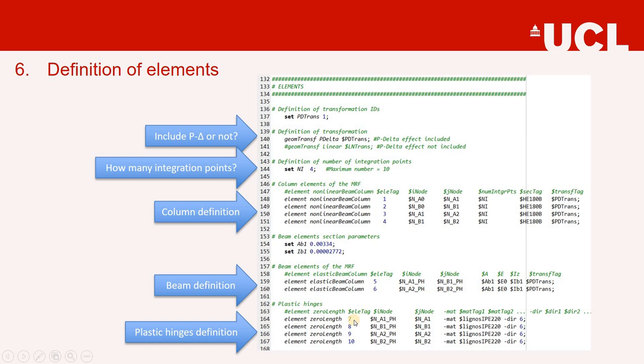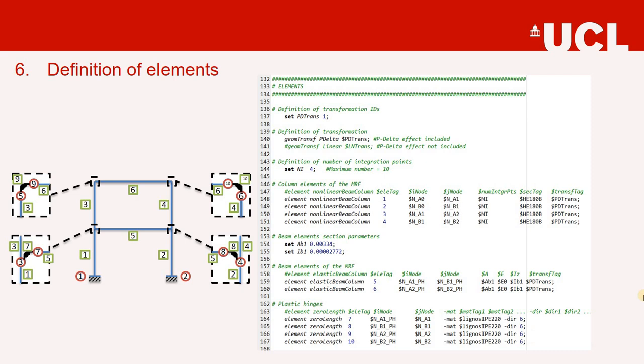And for the plastic hinges, 7 to 10, I am connecting node A1 with node A1, so plastic hinge to main node. And the material that I'm using is the previously defined Lignos IP 220, and the direction is 6. You might think why the direction is 6, because it should be 3, but in this case the zero length elements consider everything as three-dimensional, as 6 degrees of freedom, which means that the degree of freedom that we have to use in this case is degree of freedom 6 rather than 3. You can observe that each of these numbers relates to the numbers that we have defined before in our model planning, so they all match.